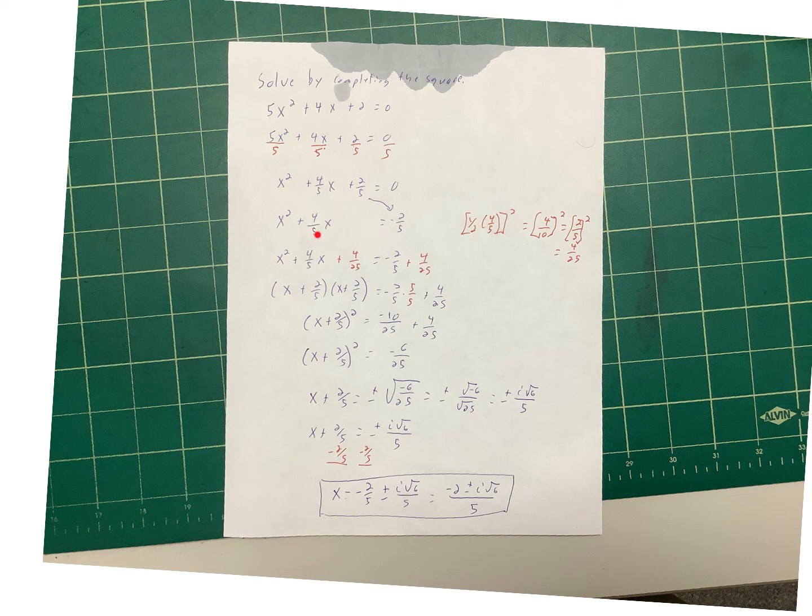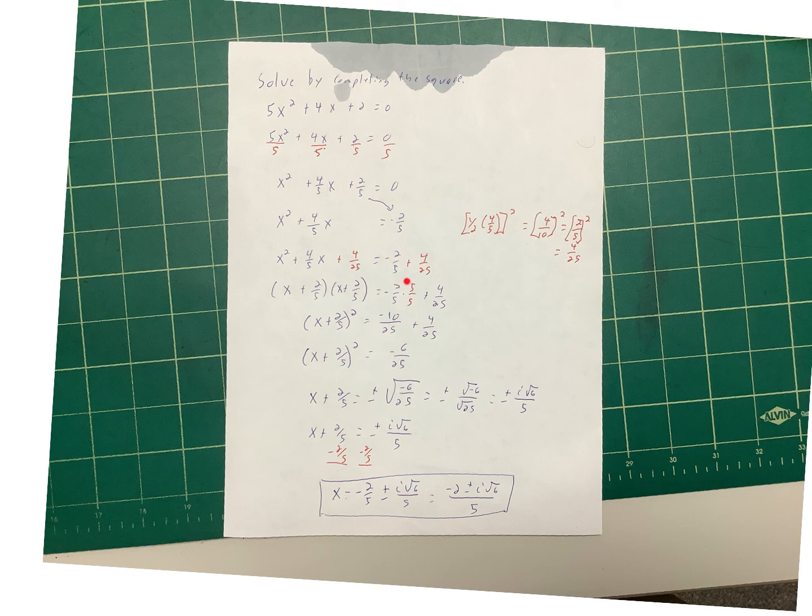So you take half the coefficient of the linear term, half of 4/5. Just multiply 2 times 5, that's 4/10, or 2/5, and then you square it, which would be 4 over 25. You want to add that to each side. And this will factor real nicely to x plus whatever it was before you squared it, which is 2/5.